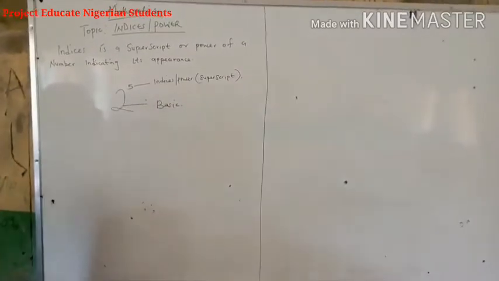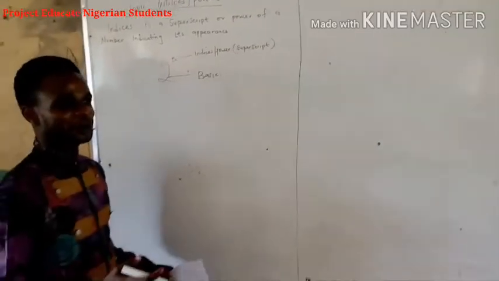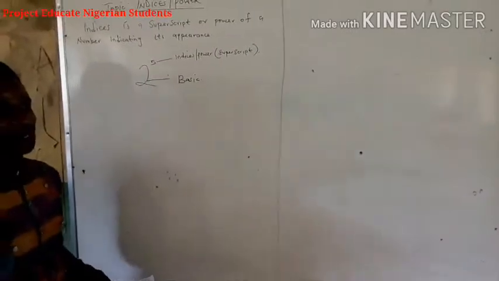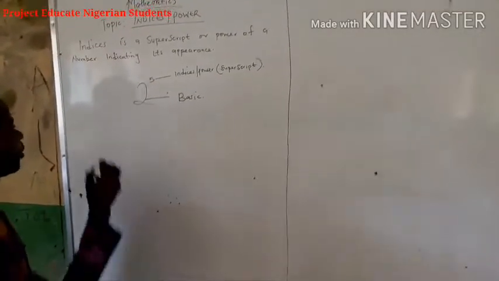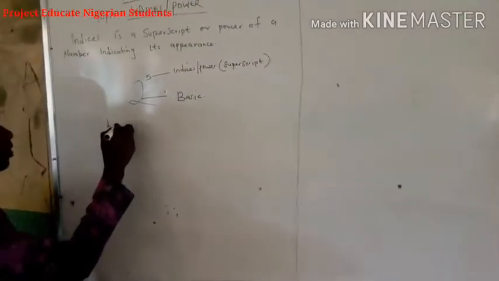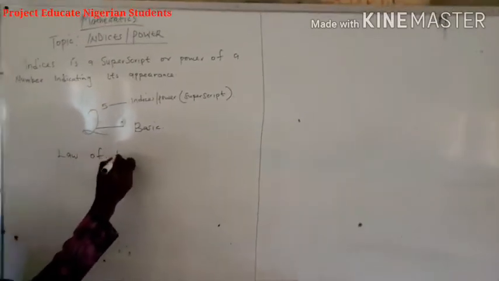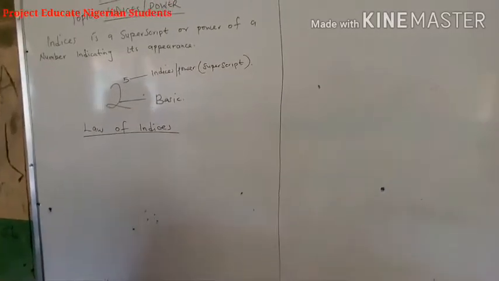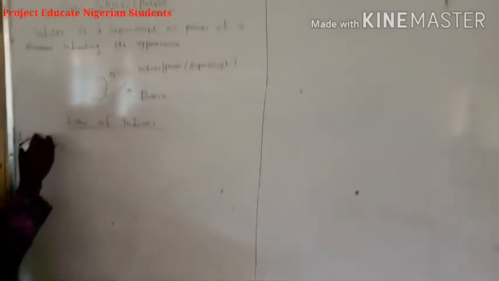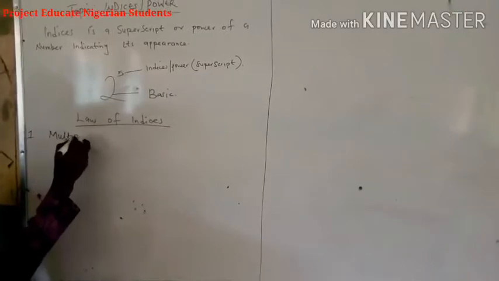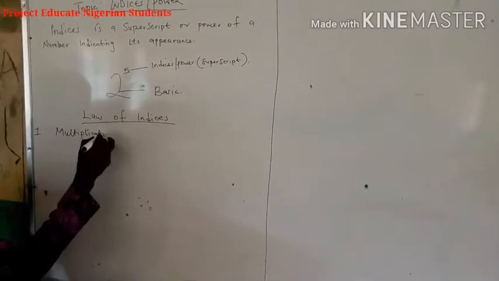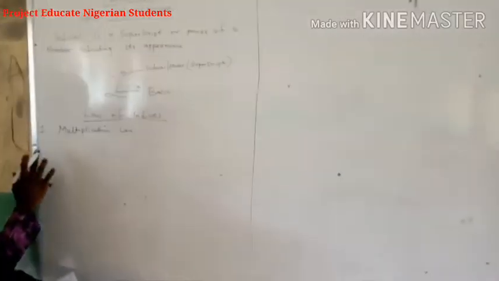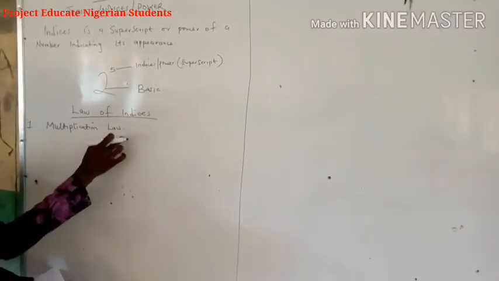Now in indices there are rules we must follow if we want to apply indices in maths. And those rules are called the law of indices. And the first law is called the multiplication law.